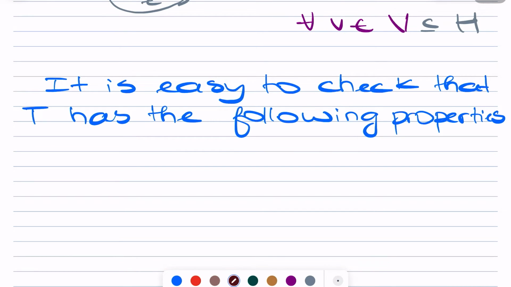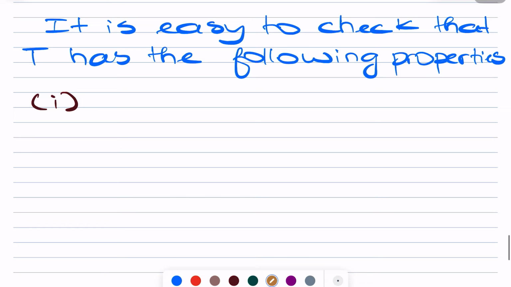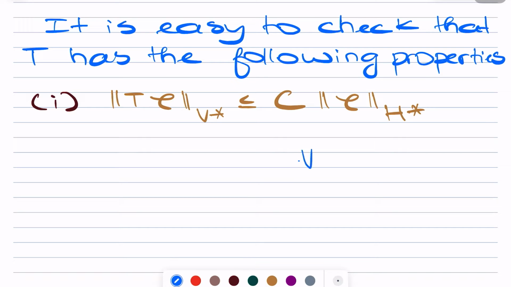Let's call it the first property. The norm of T phi, I mean the operator norm of this in V star, is less than or equal to C times the norm of phi in H star. This is of course for every phi in H star.